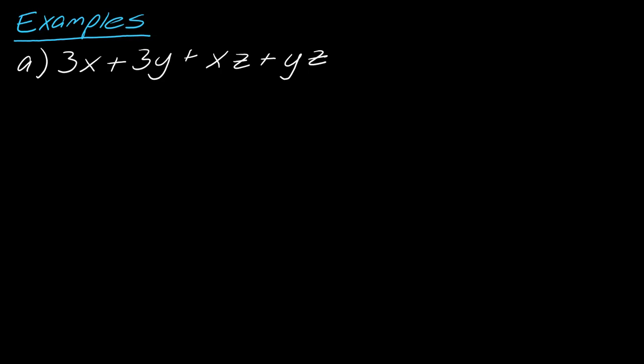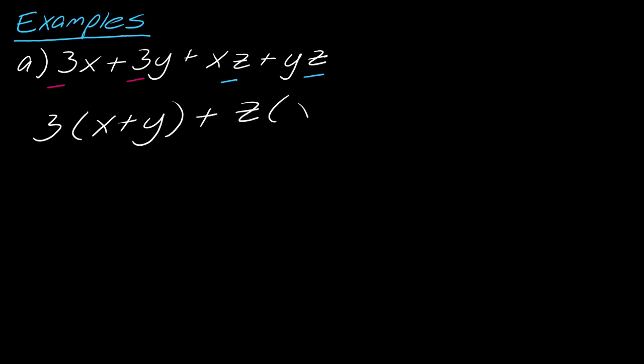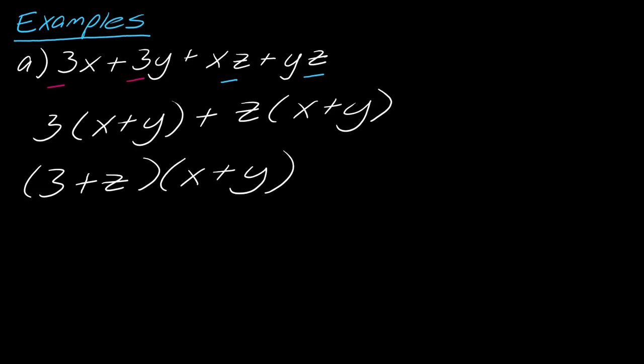So very similar to what we just talked about, right? We've got the 3's here in common and then the z's here in common. So this will factor as 3 times x plus y plus z times x plus y. And then this looks very similar to the other exercises that we did. So this becomes 3 plus z times x plus y. So those are all the steps that we want to put together now.